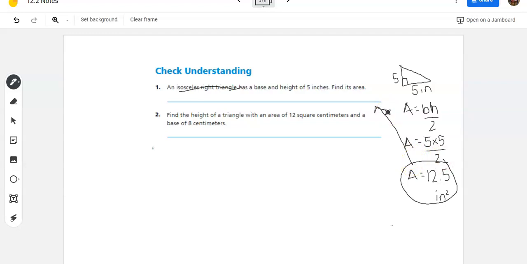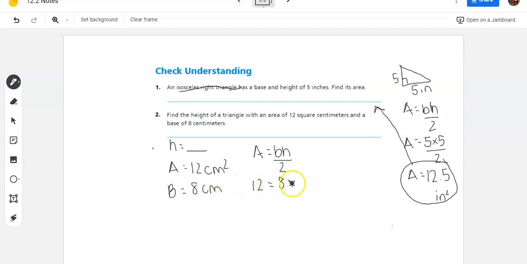Number 2, find the height. So we are looking for this part. Area, it says it's 12 centimeters squared, and our base equals 8 centimeters. So A equals base times height divided by 2. In this case, our area is 12. Our base is 8 times H divided by 2. If we look at 8 divided by 2, that's going to be 4. So if you'd rather do it this way than the last way, it's fine. 8 divided by 2 is 4. So I have 4 times H over here.